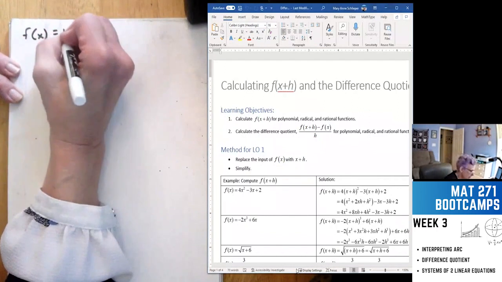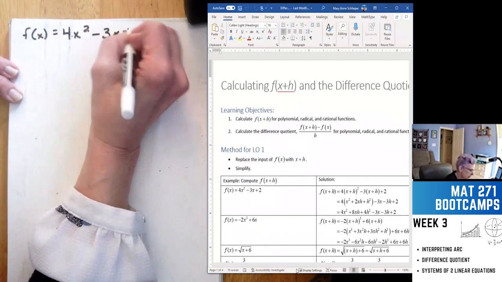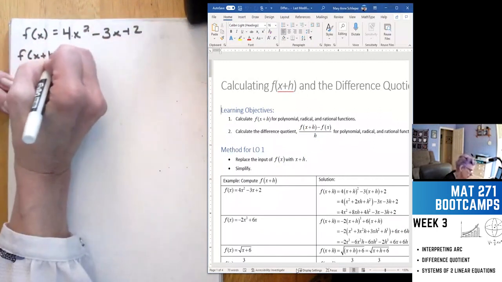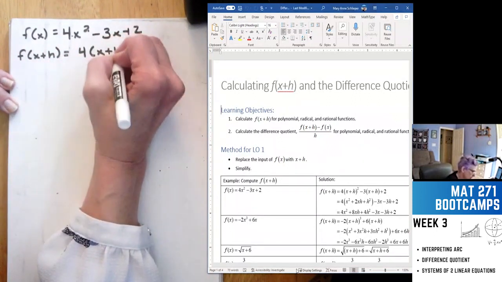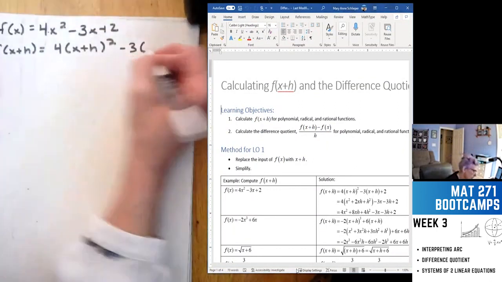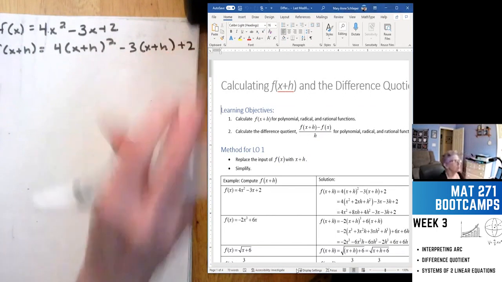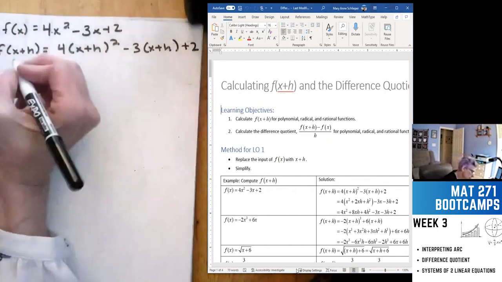f of x is equal to 4x squared minus 3x plus 2. Then f of x plus h is equal to 4 times (x plus h) squared minus 3 times (x plus h) plus 2. So step number 1, you just replace x with x plus h. And then we simplify as much as we can.